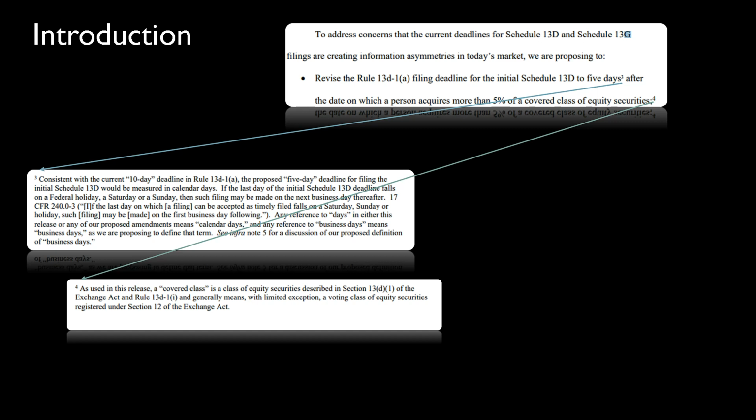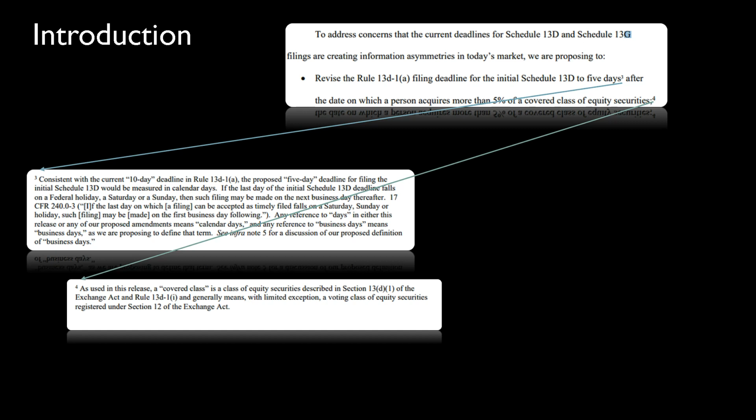17 CFR 240.0-3, quote, if the last day on which a filing can be accepted as timely filed falls on a Saturday, Sunday, or holiday, such filing may be made on the first business day following, unquote. Any reference to days in either this release or any of our proposed amendments means calendar days, and any reference to business days means business days, as we are proposing to define that term. See Infra Note 5 for discussion of our proposed definition of business days.